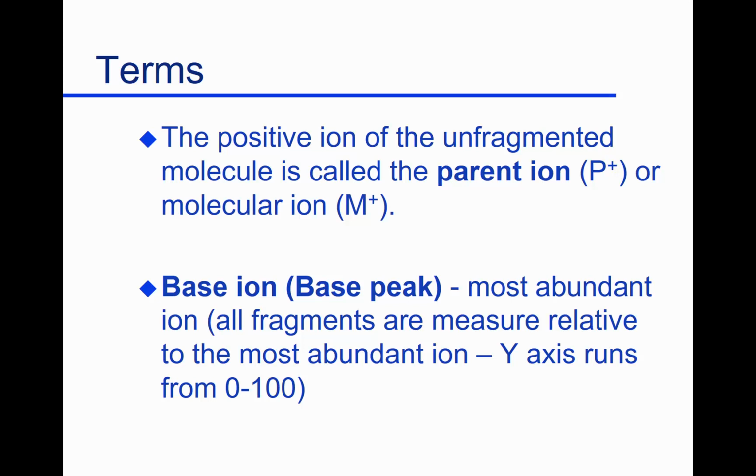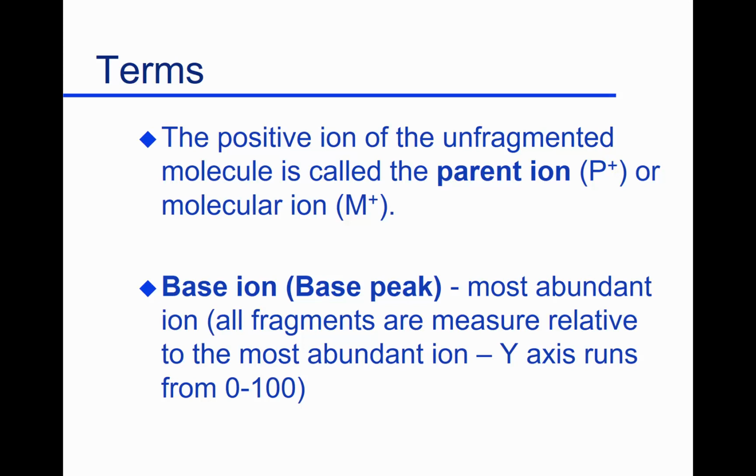In terms of the terms that we will use, the positive ion of the unfragmented molecule is called the parent ion or the molecular ion. So that molecule may have escaped this largely intact, but it did knock off an electron in the process. So I've got my molecule intact, but it's picked up a positive charge. Basically, it's lost one electron in this whole thing.